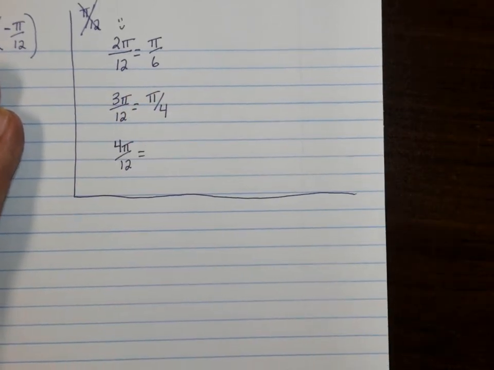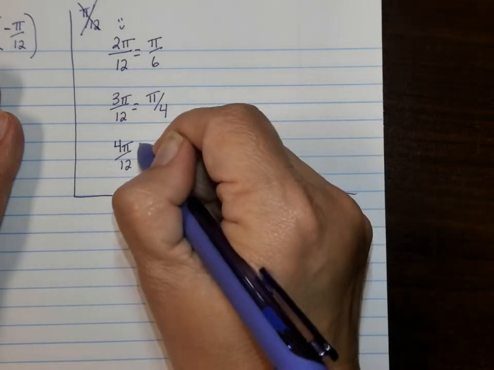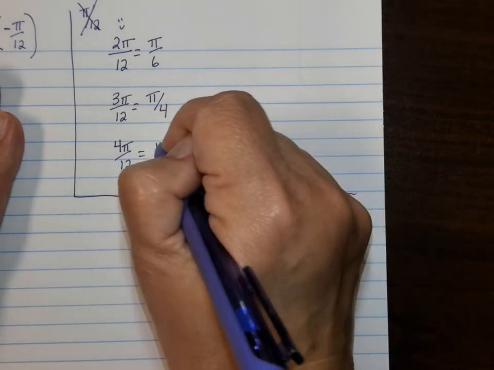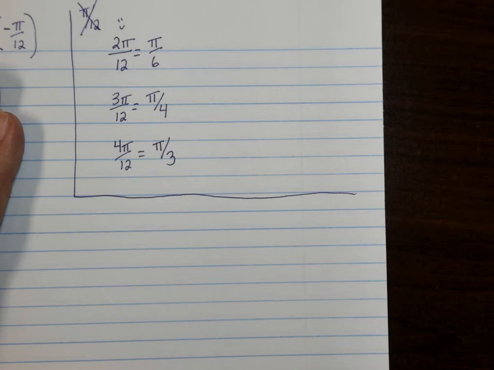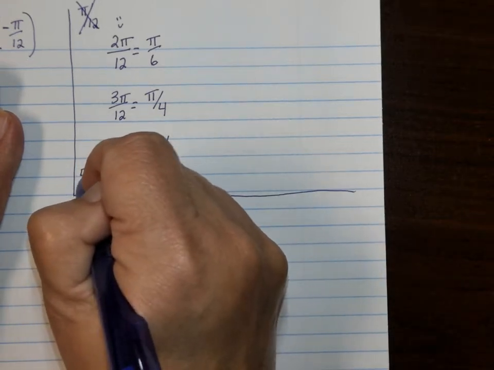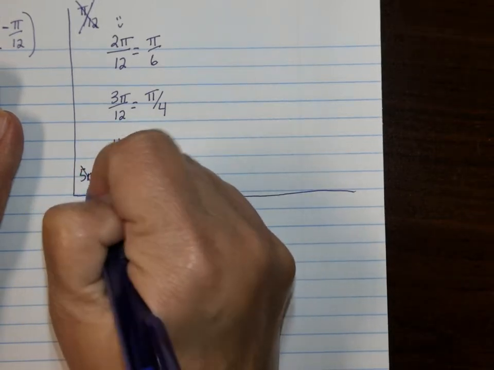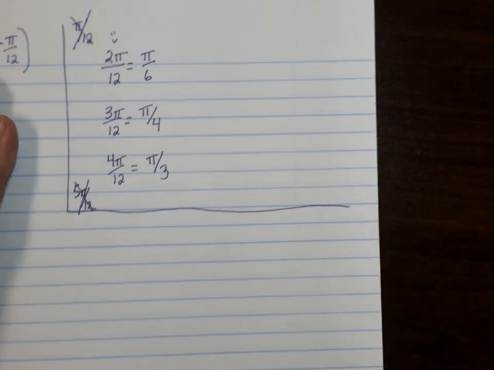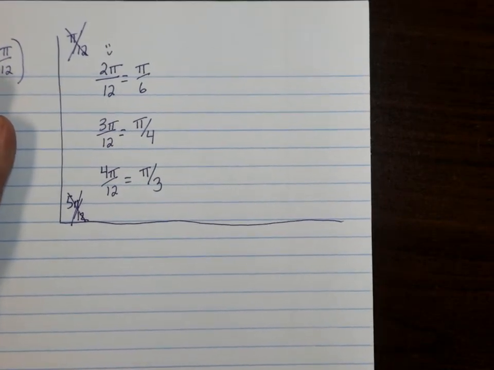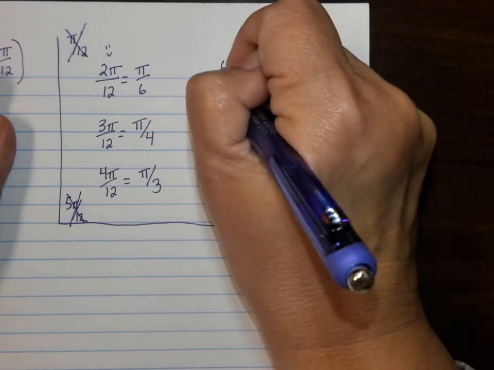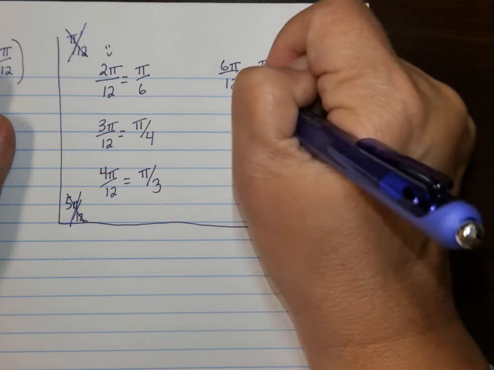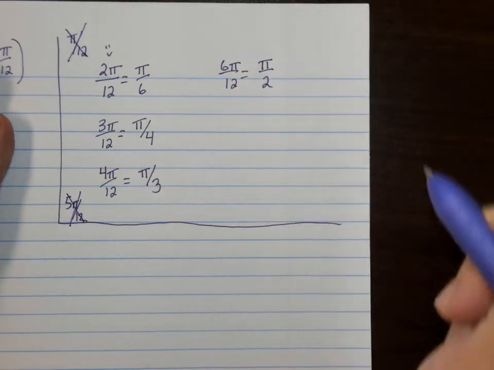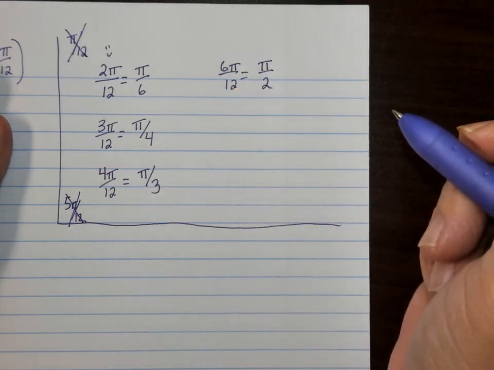All right, 4 pi over 12 simplifies to, divide by 4, divide by 4, pi over 3. Unit circle, happy, happy. What about 5 pi over 12? 5 pi over 12 doesn't simplify, not on our unit circle. Do not put anything with a 5 pi over 12. That's not going to help you. All right, 6 pi over 12, what does that simplify to? Divide by 6 over 6. Pi over 2, that's on the unit circle.